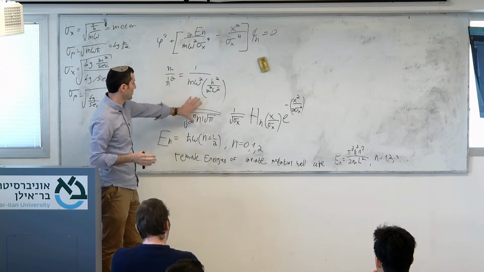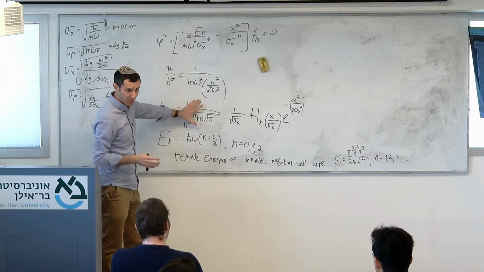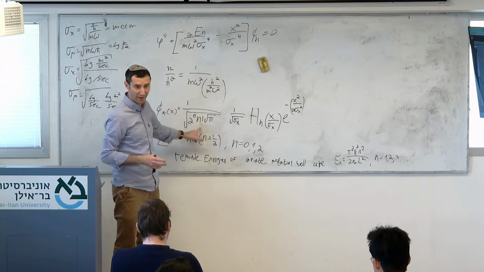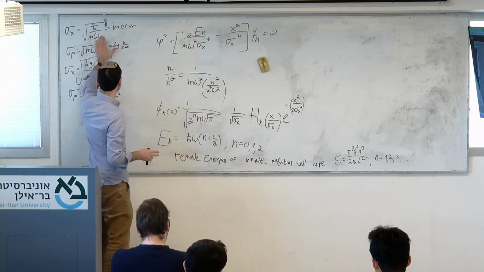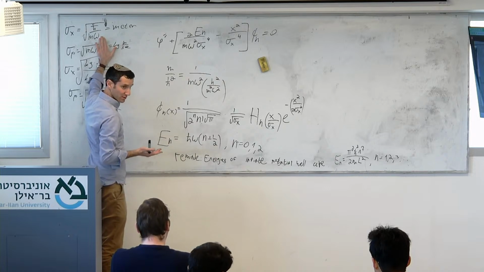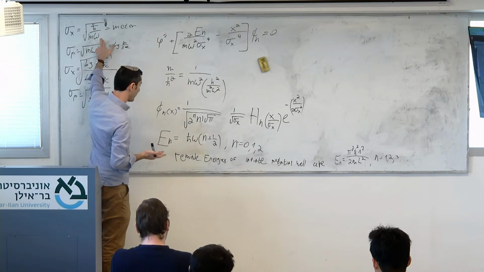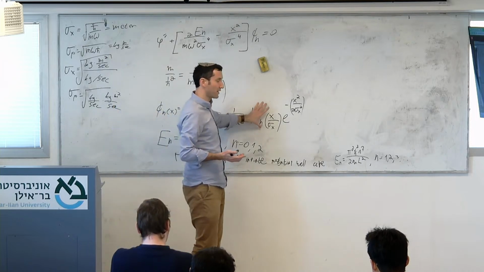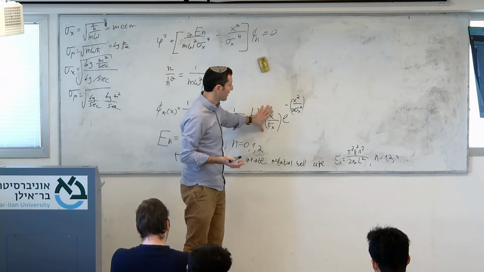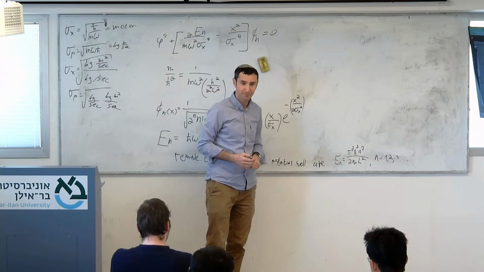I see that there is a certain number, a normalization, that has to do both with the energy level n and with sigma x, where sigma x is again related to the energy. It's related to the energy through omega, and omega is here. And then here I have this, which is a polynomial, times an exponent.